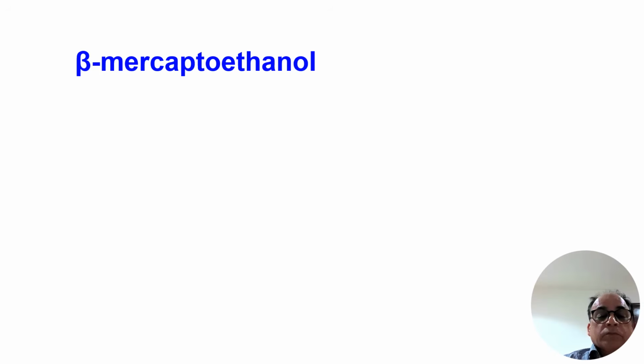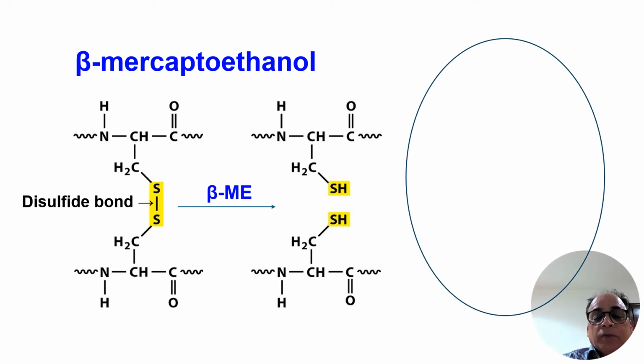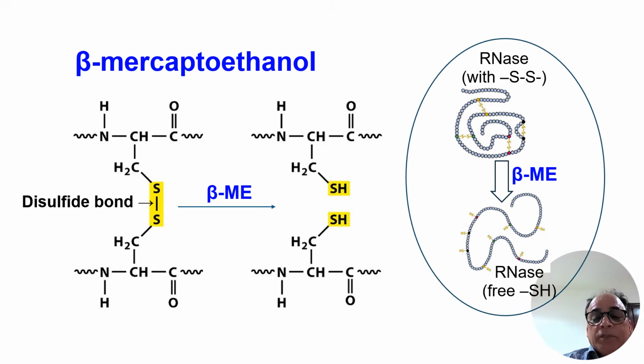Just remember that. So the next requirement was beta mercaptoethanol. This is commonly used in protein structure and function studies. It is a reducing agent which will disrupt S-S bond into free SH group. So what will be the overall impact on RNase molecule? RNase will be inactive. So alone beta mercaptoethanol will inactivate enzyme, alone urea will inactivate the enzyme, and both urea and beta mercaptoethanol together will also inactivate and denature the enzyme.